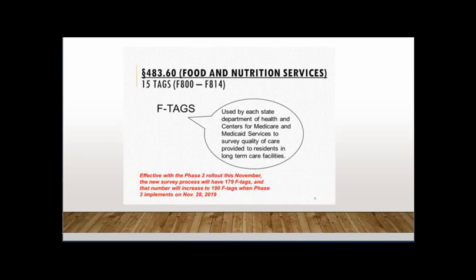Now, do we know exactly what those tags are for phase 3? Not yet. We've been given a little bit of heads up, but that's kind of a wait and see measure. So these are what the surveyors are assigning you, your grading. Like when you went to school, you got an A, a B, a C, a D. Unfortunately, some of us might have got an F, but now our grades are the tags. Where are you getting tagged? What is the number? And then we're going to get a scope and severity that goes with that.